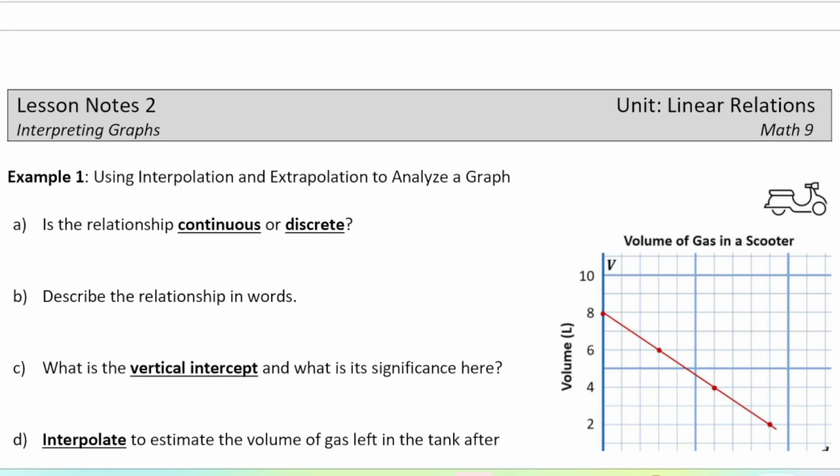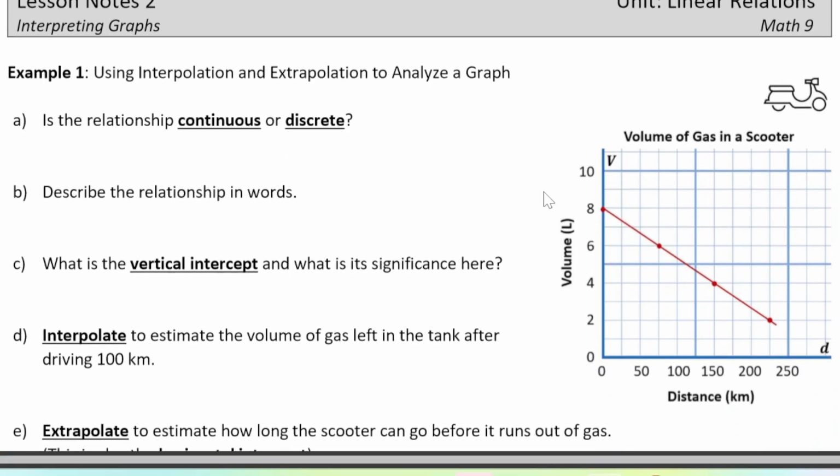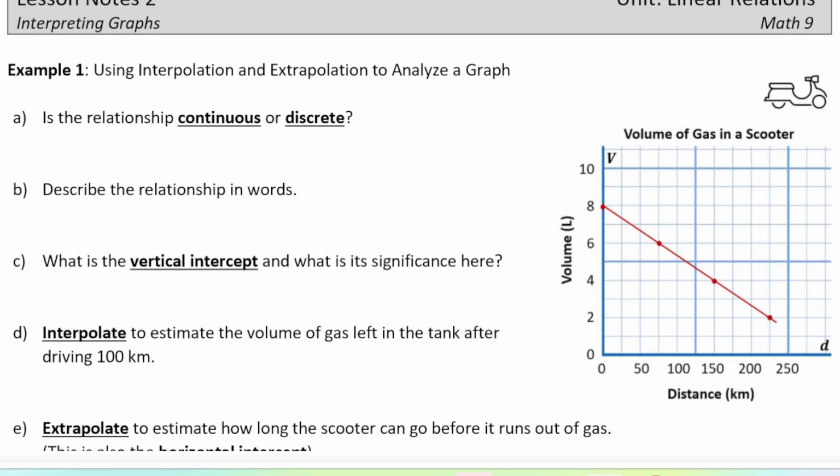Right, hi everyone. This is lesson 2 in our linear relations unit for Math 9. We're looking at some real life scenarios here today with linear patterns and interpreting some graphs and also drawing a graph as well to represent those scenarios. Okay, so let's look at the first example and let's look at the graph here and see what's going on.